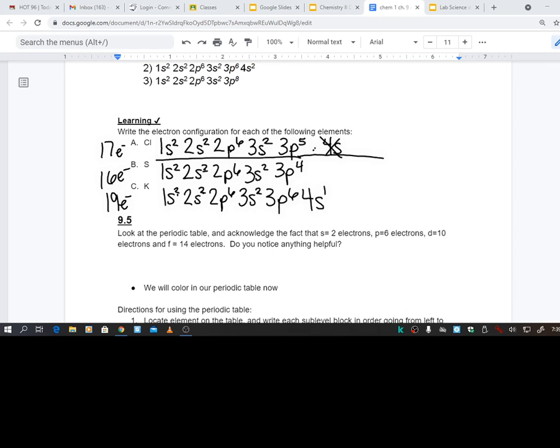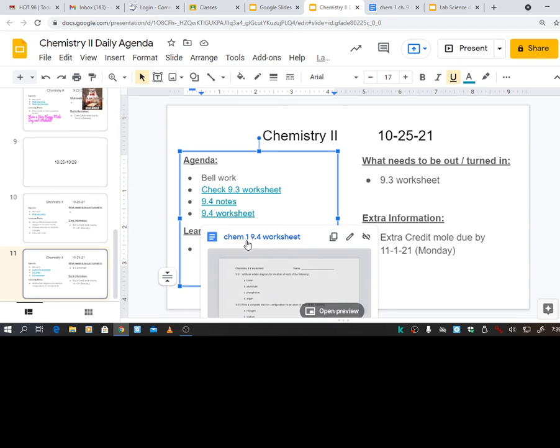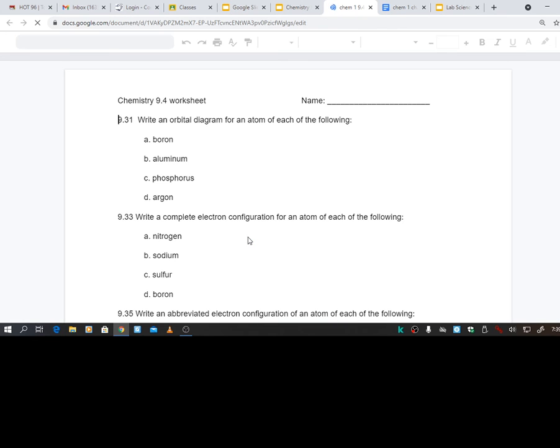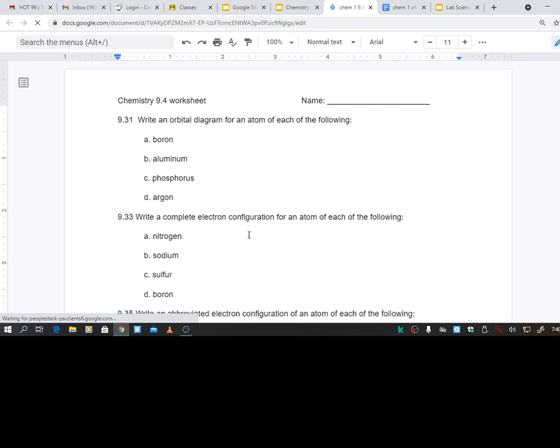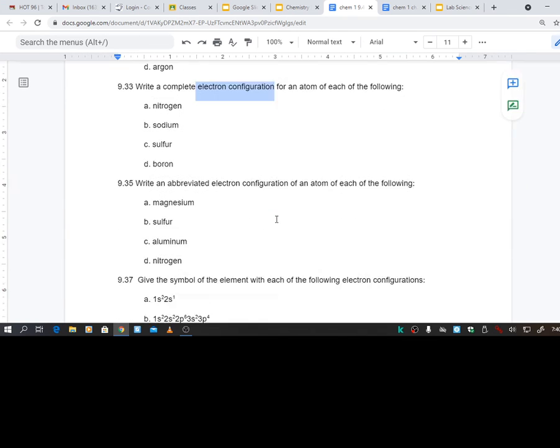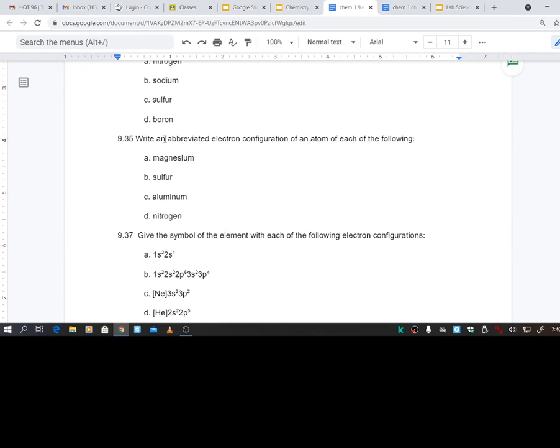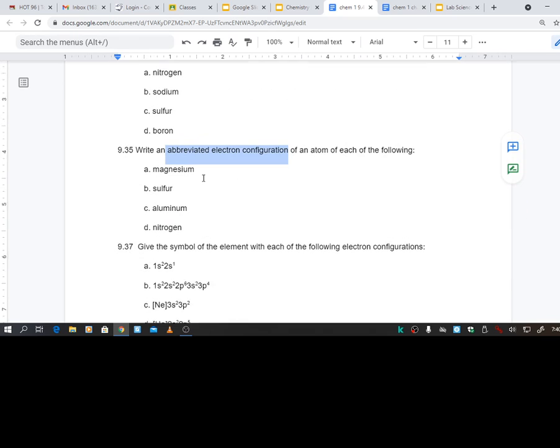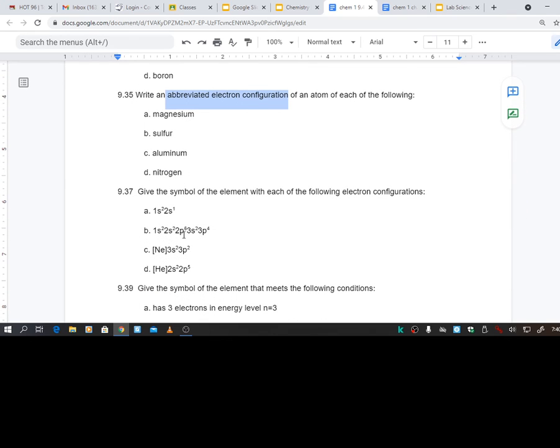All right, for the worksheet, let me go back here, 9.4 worksheet. You guys, I would use that chart in your notes to help you answer these. You are doing orbital diagrams, which are the boxes. The electron configurations where you just draw, you don't have to do a box, you're just writing 1s, 2s. Abbreviated electron configurations, we have not done those yet. So I just want you to do the same as 9.33. Okay, just write the electron configuration like this down here.